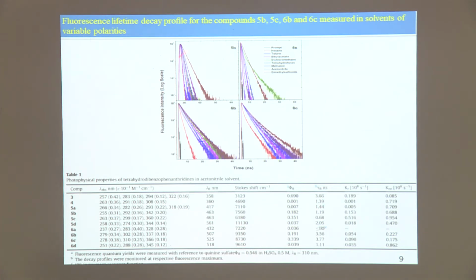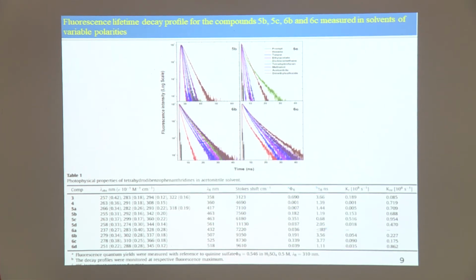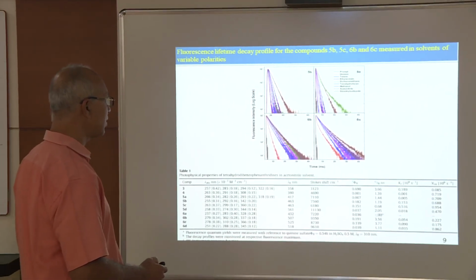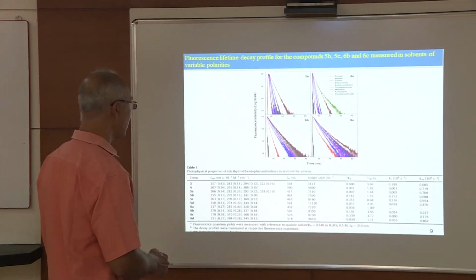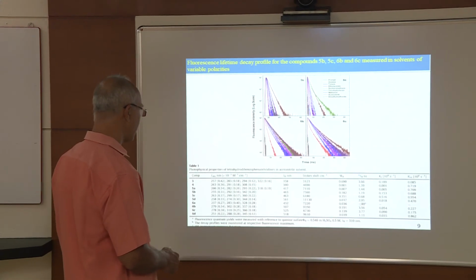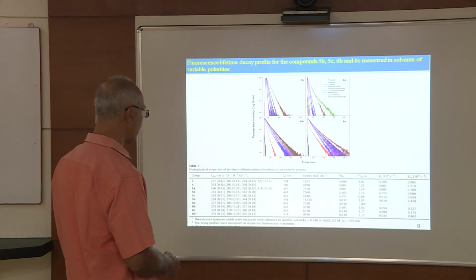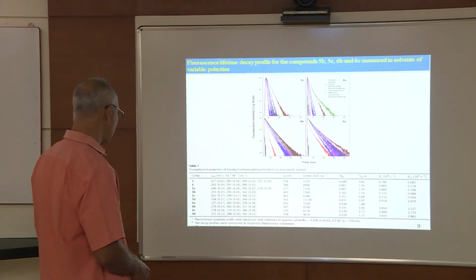So this is the T off in various solvents, that is the fluorescence lifetime decay profile for the compounds 5B, 5C, 6B, 6C measured in solvents of variable polarities. That is, we have taken variable polarities only for these 4 compounds; for the others we have just measured the lifetime.